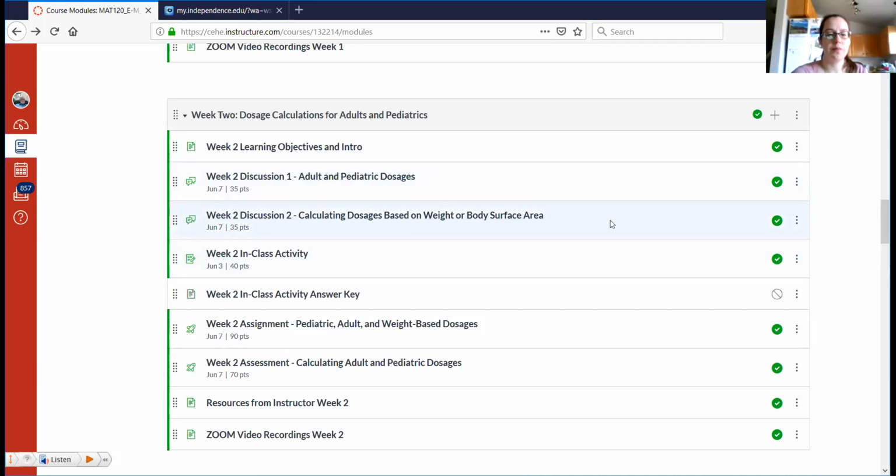That'll be really interesting because we touched base lightly on dosages with the IV drips and stuff like that, but we didn't go into much detail. So I think it'll be interesting to learn a little more about that.